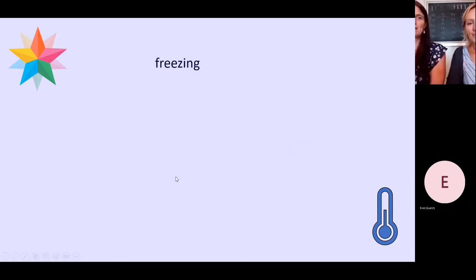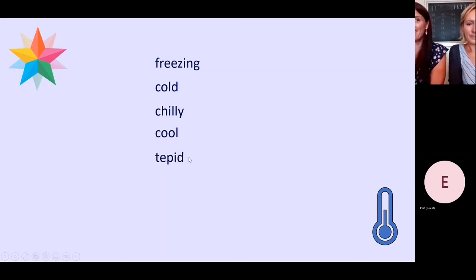Okay, let's have a look. So from the coldest, freezing, I don't think anyone would be freezing today with the lovely weather we've got. Then cold, chilly, cool, tepid. So there it is, that word tepid. In between cool and warm is tepid.